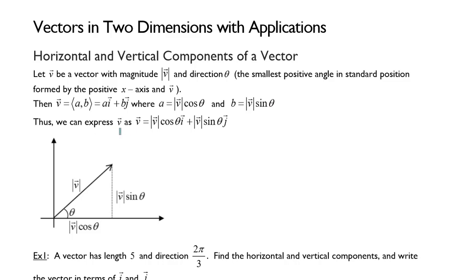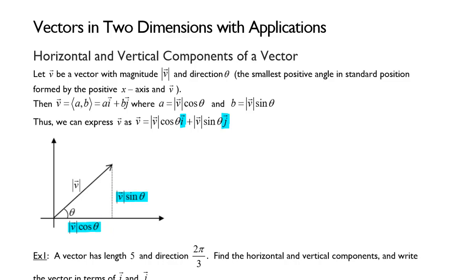Thus, we can express the vector v as the vector v equals the magnitude of v times cosine of theta times the i vector, unit vector in the x direction, plus the magnitude of v times sine of theta times the j vector, unit vector in the y direction. And this can be shown in the image below, where we have the magnitude times cosine theta.